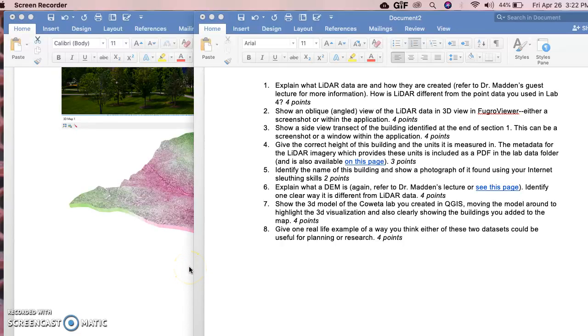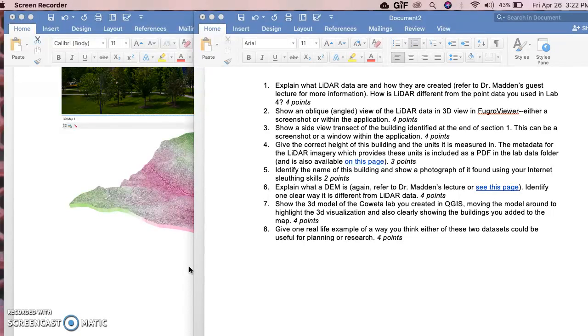The first question is explain what LiDAR data is and how it's created. Also how it is different from Lab 4. So LiDAR is an acronym for light detection and ranging. It is a remote sensing technology that uses laser pulses to collect X, Y, and Z coordinates, which then can be used to create a 3D model.